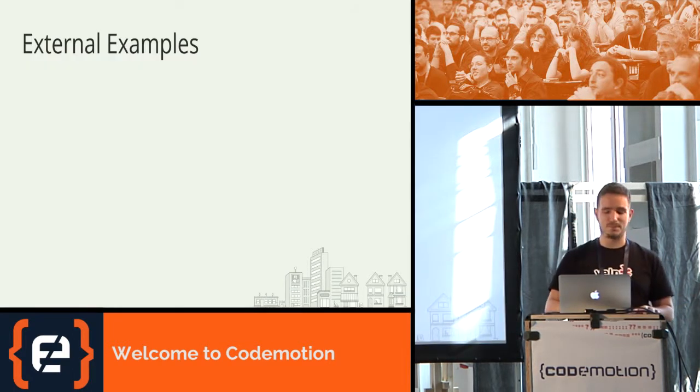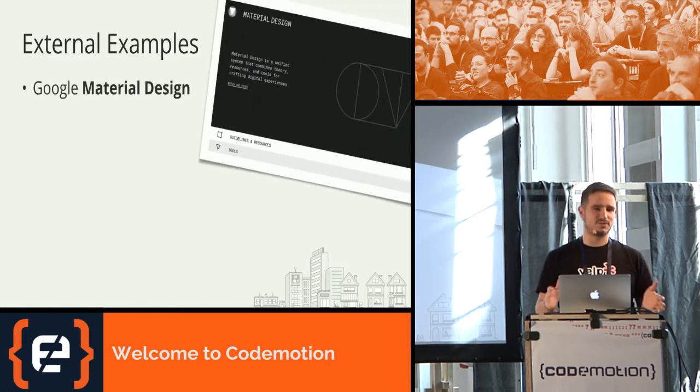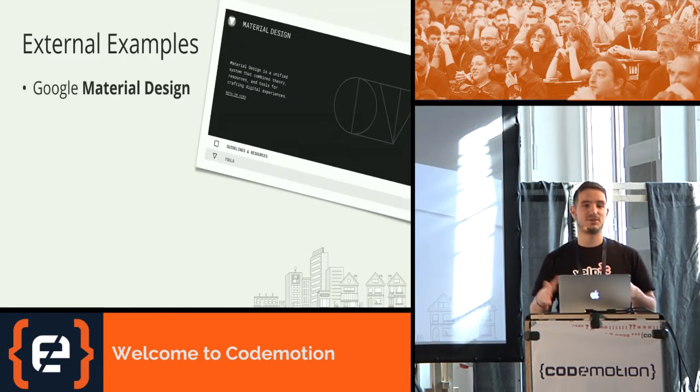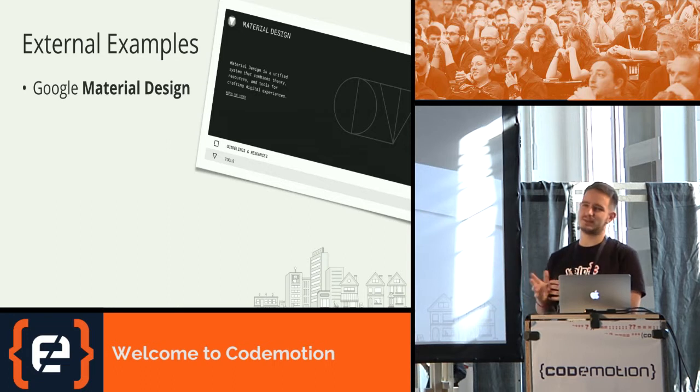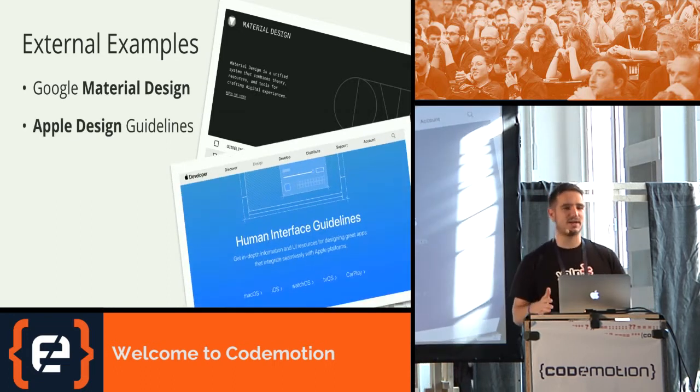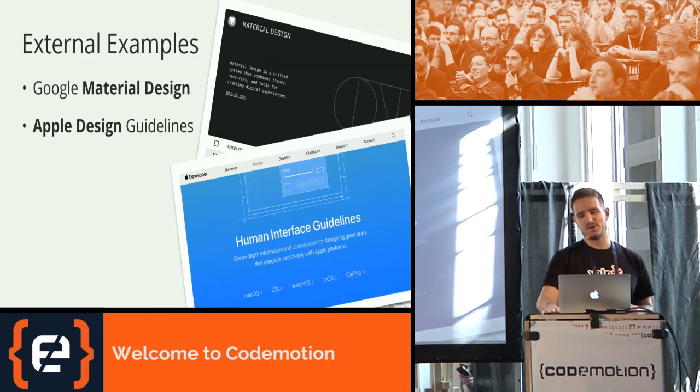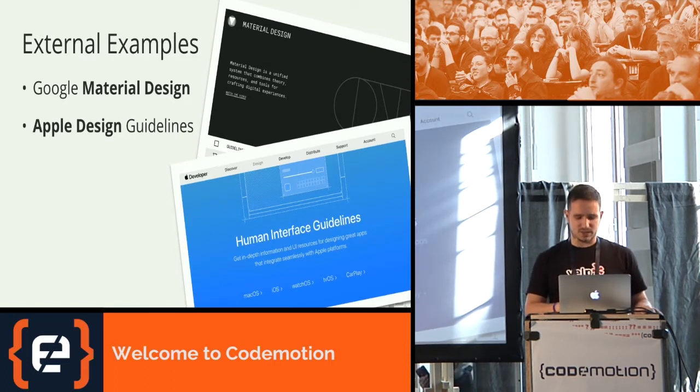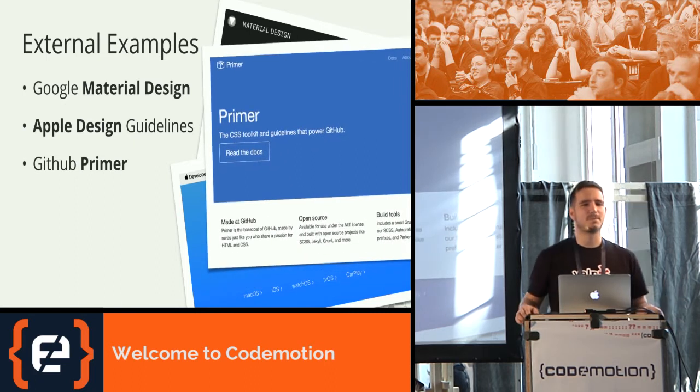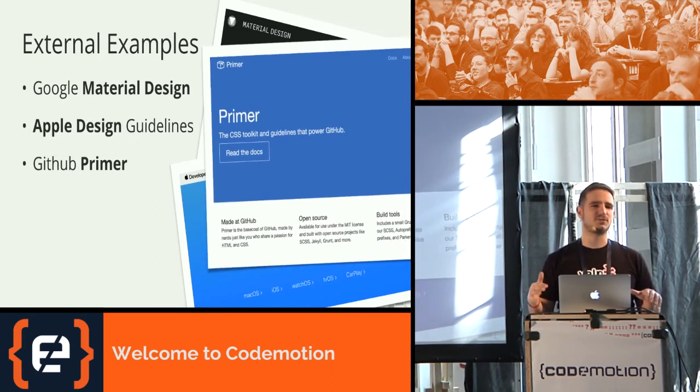There are a bunch of them. The first one is obviously the Google Material Design. This is basically a style guide you can take as a starting point, or use the Apple design guidelines that are really, really well done as well. And one of my favorites is actually GitHub Primer. This is the web toolkit they use for building all the GitHub UI, and is mostly web-oriented, but at the same time is really well done.